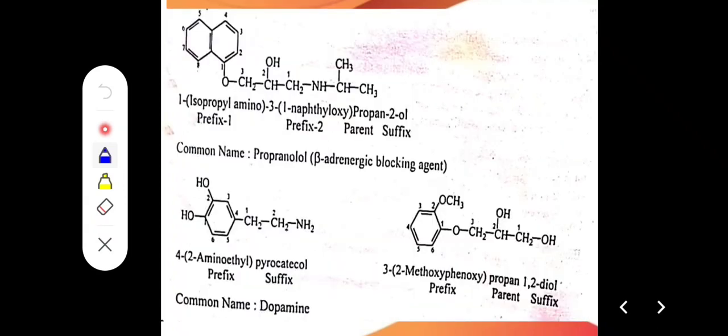This is the example: 1-isopropylamino-3-(1-naphthyloxy)propan-2-ol. The main functional group is the alcohol, that is OH, and the others are exhibited as prefixes, that is 1-isopropylamino and 1-naphthyloxy are present as prefix 1 and prefix 2, but OH is present as the suffix. That's why we write propan-2-ol in the first example.